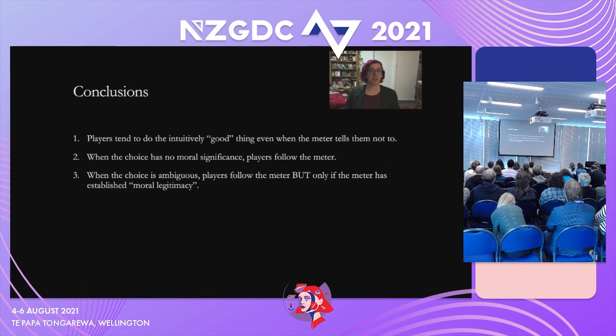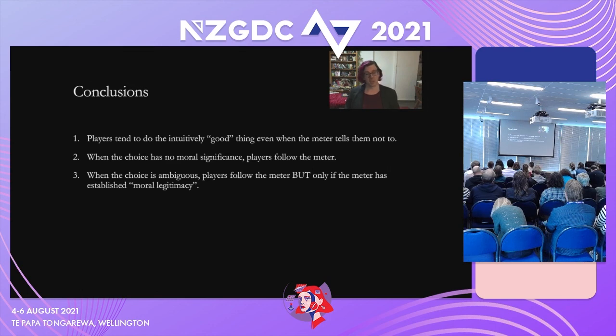This seems to indicate that players regard the meter as a source of moral advice rather than as a score to be followed, but only so long as the meter has been shown to reflect their own moral standards. If the meter doesn't reflect their standards, players are generally inclined to disregard the meter. However, they still don't totally ignore it. When the opportunity to score good points arises without any moral cost, players seem inclined to take it.